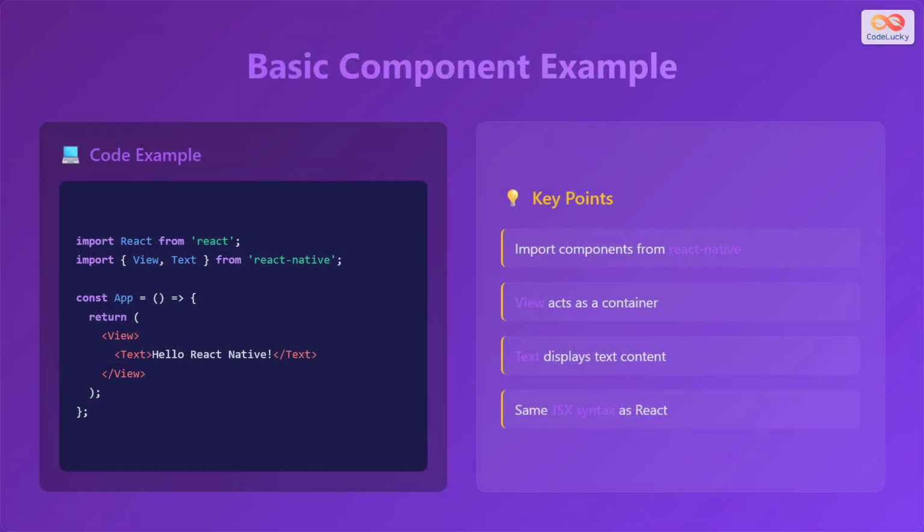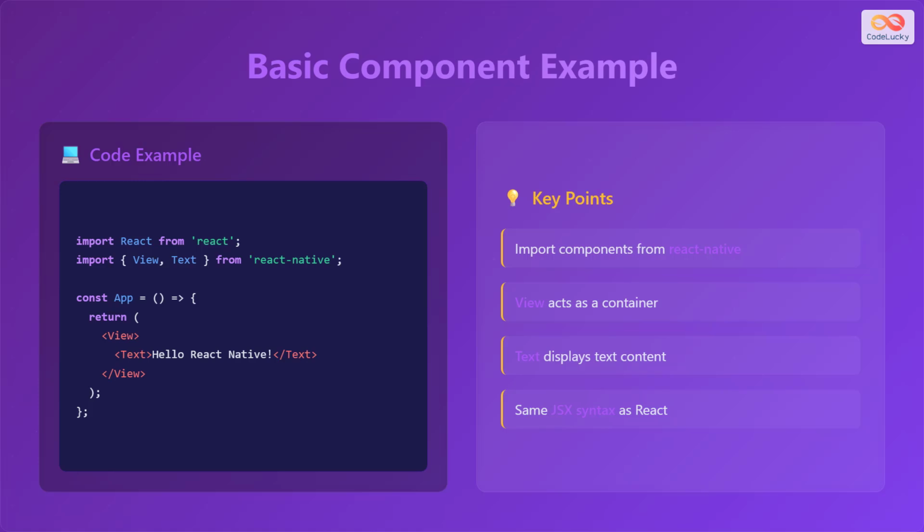Here's a basic example of how to use React Native components in your code. First, import React from React, and View and Text components from React Native. Next, create a functional component called App. Inside the component, return a View component that contains a Text component displaying Hello React Native. This demonstrates the basic structure of a React Native component and how to display text on the screen.